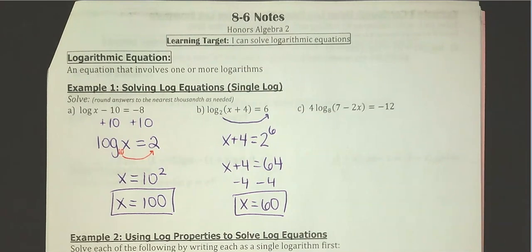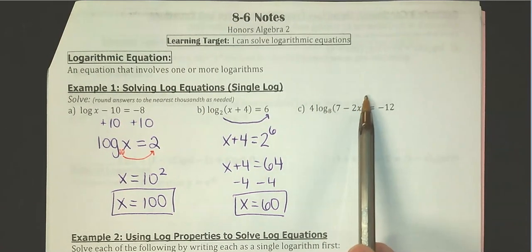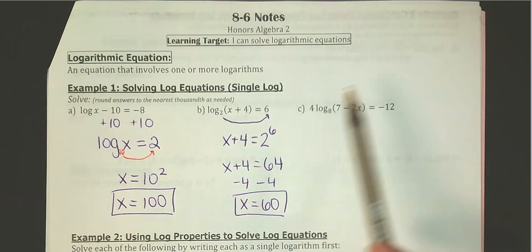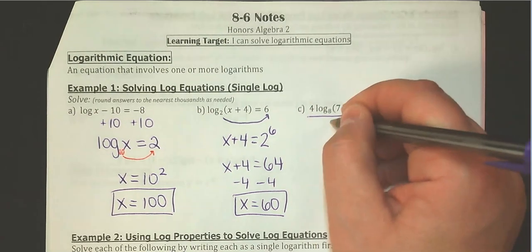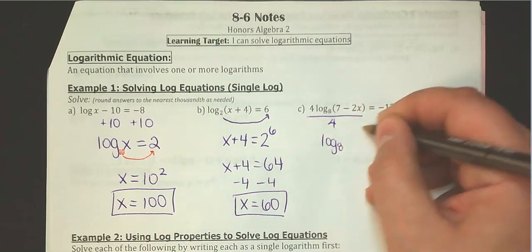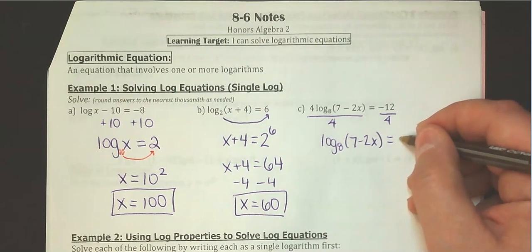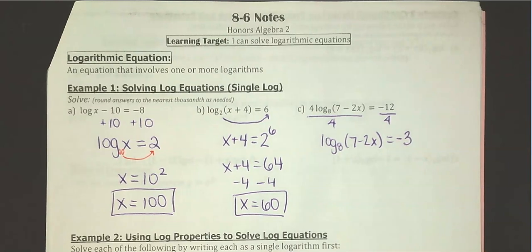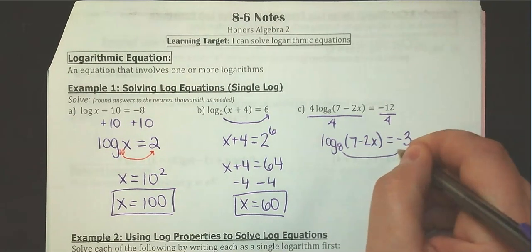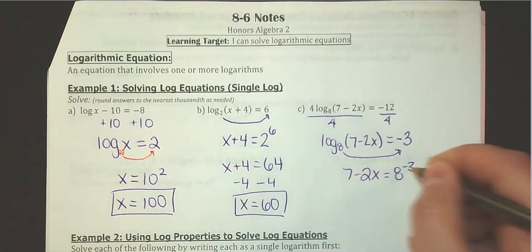Okay. Now, on the last one here, there's a 4 out in front. You could use the power rule and put that as an exponent. I would not recommend that. I'm just going to start out and divide both sides by 4 here. So I have the log base 8 of 7 minus 2x, and then negative 12 divided by 4, negative 3. Okay, I'm going to swing that 8 to the other side. So I get 7 minus 2x equals 8 to the negative 3.